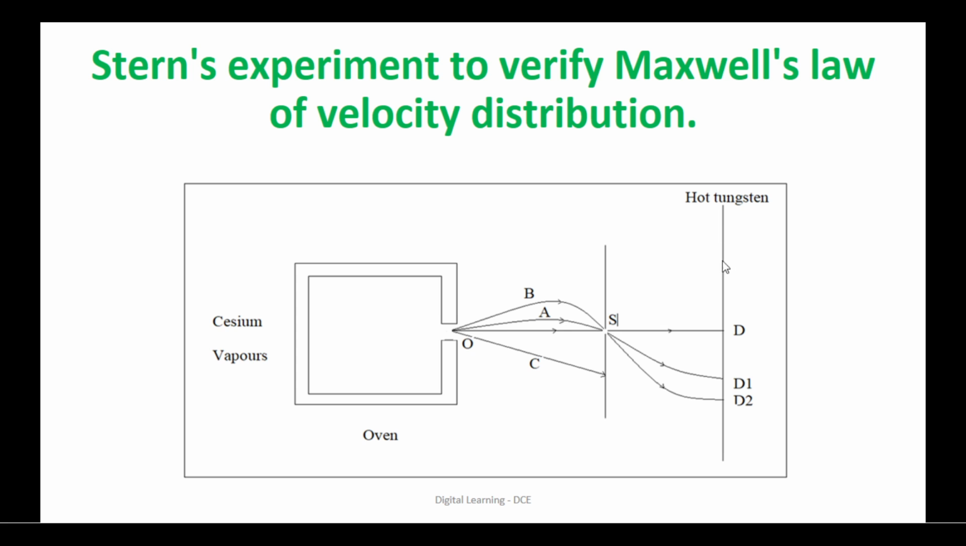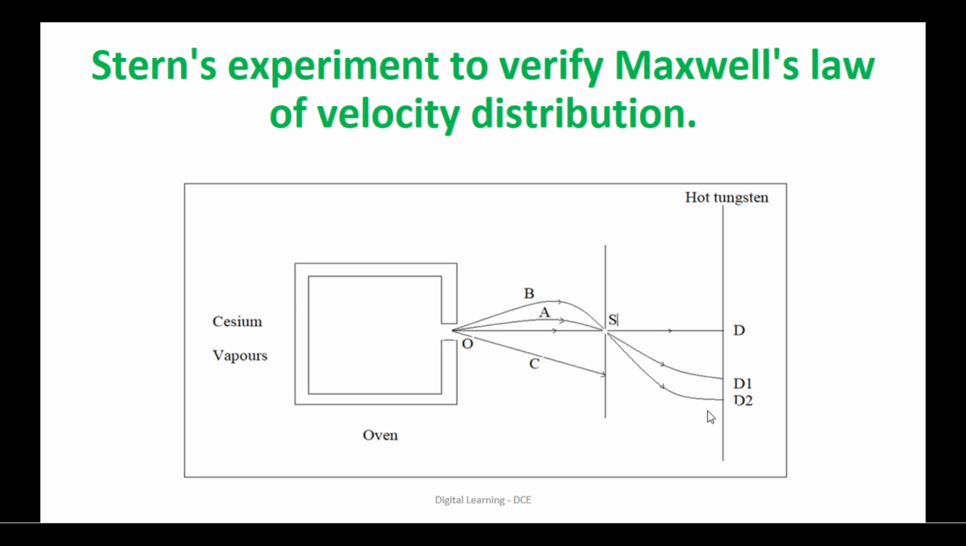After reaching the tungsten wire, these cesium atoms will undergo ionization and get re-evaporated. These re-evaporated cesium atoms are collected by the negatively charged detecting cylinder which is surrounding the tungsten wire. And this charged detecting cylinder can be moved to different positions of the wire.